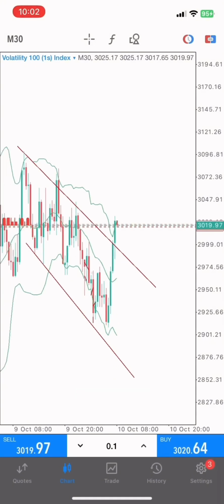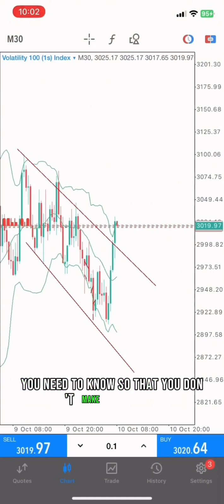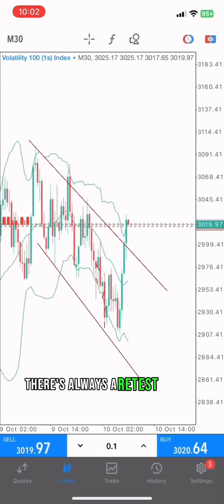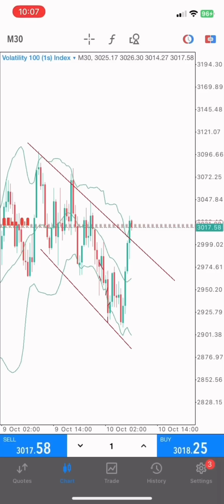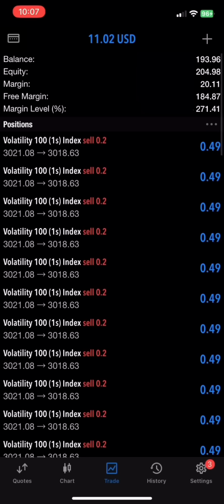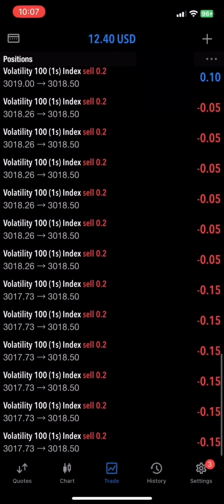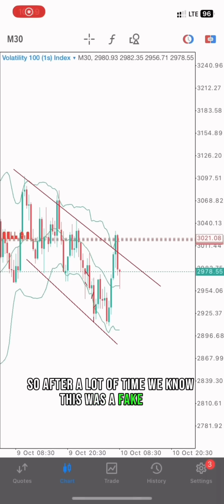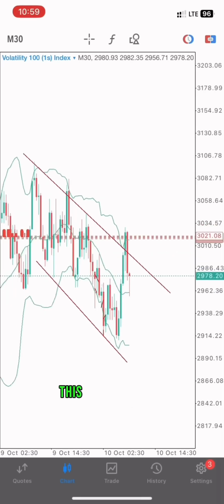Such as that, you need to know so that you don't make a mistake. After breakout, there's always a retest, and we trade a retest. So after a lot of time, we know this was a fake out. This was a fake out.